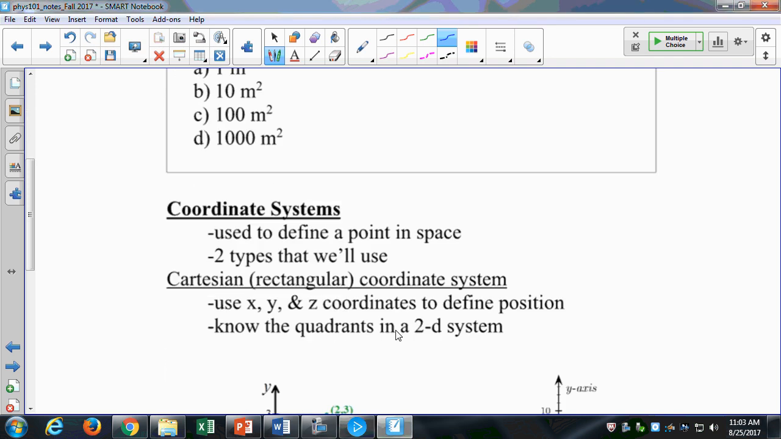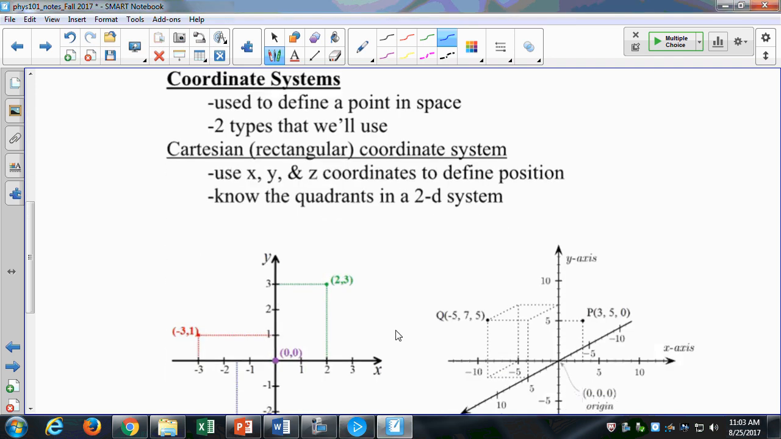Now let's look at coordinate systems. You'll have a specific question about coordinate systems likely on the exam, but more importantly, we're going to use them throughout this semester and next semester. So they're important. Fortunately, you've seen them before, in middle school or high school. We'll use a coordinate system to define a point in space.